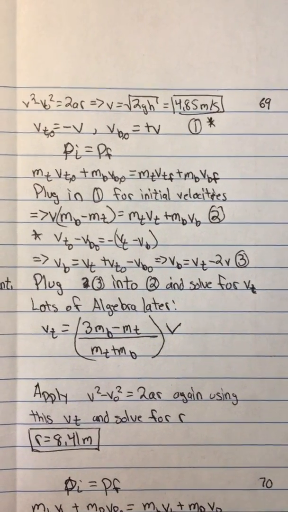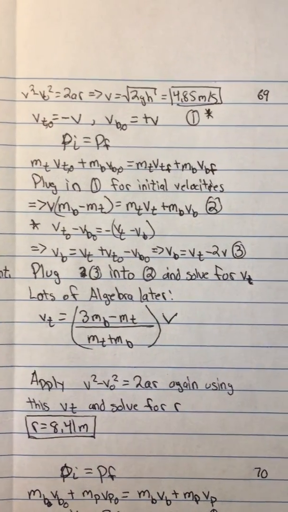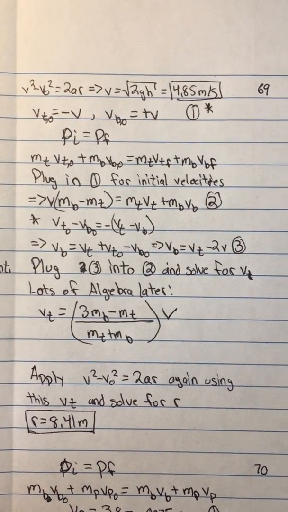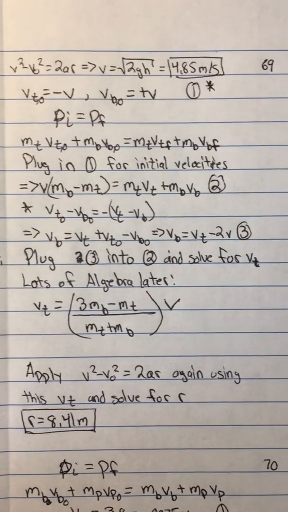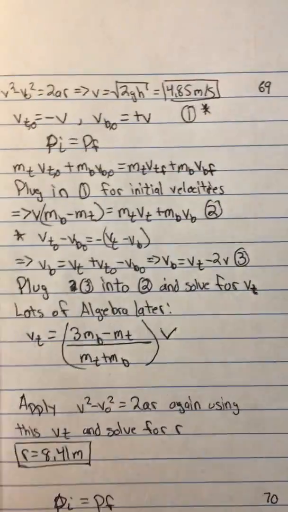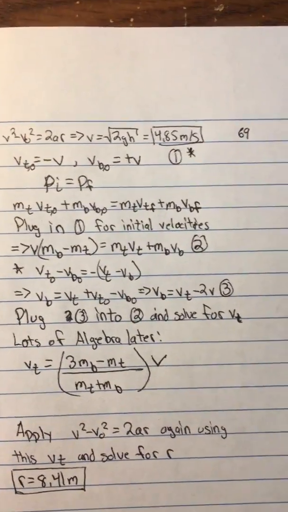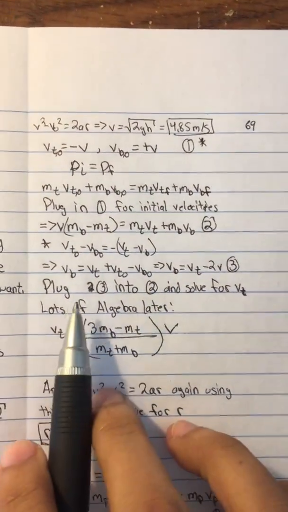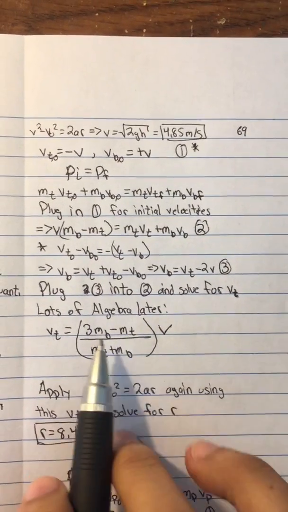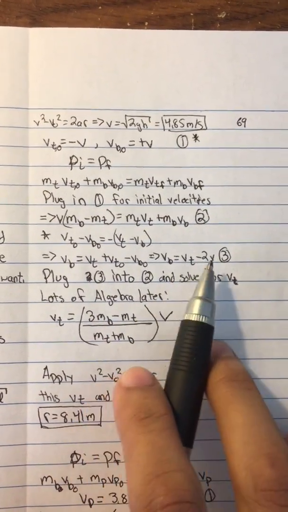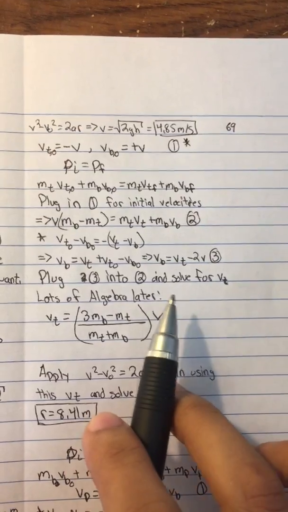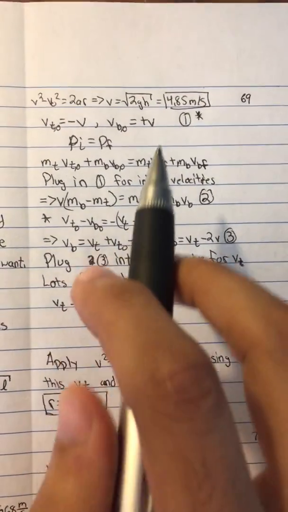Alright, so this is problem number 69. You can see there's a decent amount of algebra, and there's even this part over here which says lots of algebra later. It would just be too messy if I showed how to do all of it, but it's not inherently difficult. You just gotta keep everything straight.